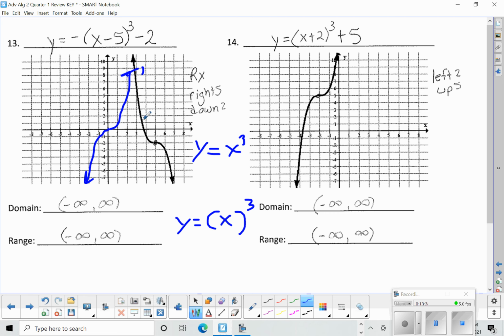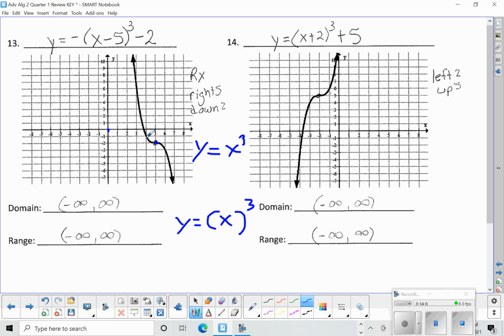This has been reflected over the x-axis. Notice if I flip it upside down, I get this. Yeah, you could say it's reflected over the x, but again, be careful. Don't do that when you're going from the graph. So I reflected over the x-axis, and then I'm looking, where is my central point? It went to the right 5 and down 2. Here's my central point.